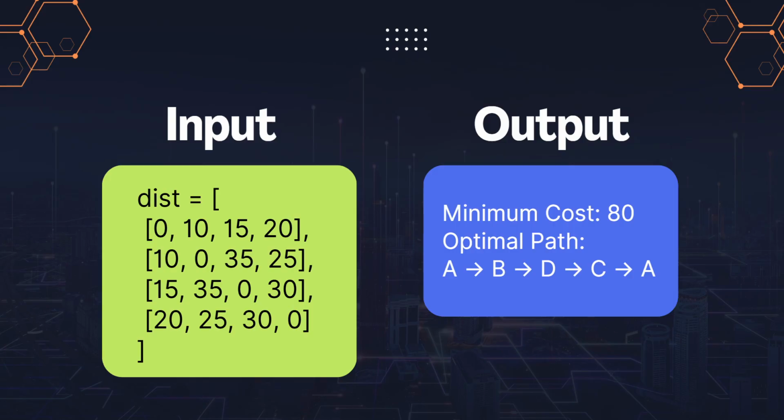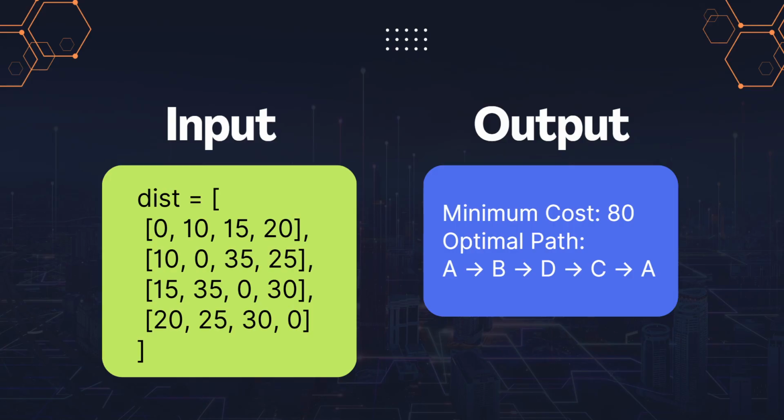After understanding the pseudocode and implementation, let us now examine the input and output of the algorithm. The input is a distance matrix where each element represents the distance between two cities. A value of 0 indicates the distance from a city to itself. In this example, 4 cities are considered and the distance between every pair of cities is provided in the matrix. This distance matrix is passed as input to the brute force TSP algorithm.